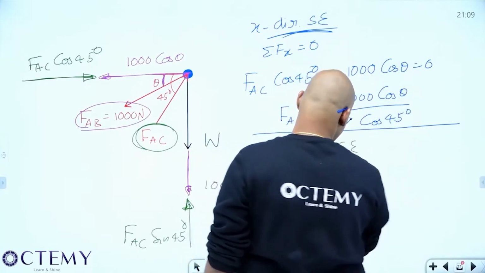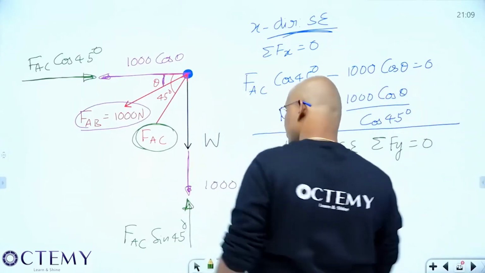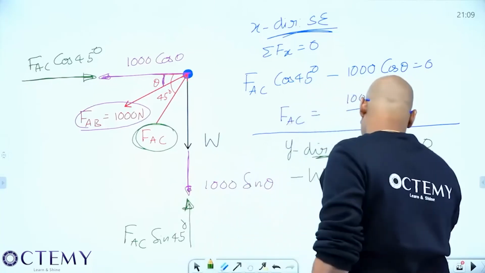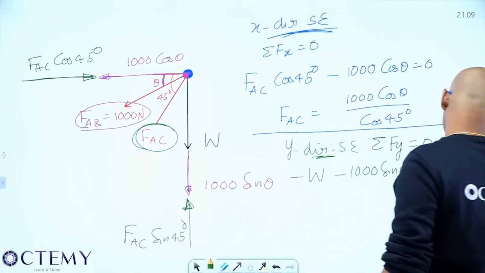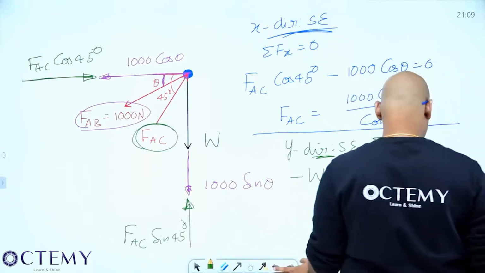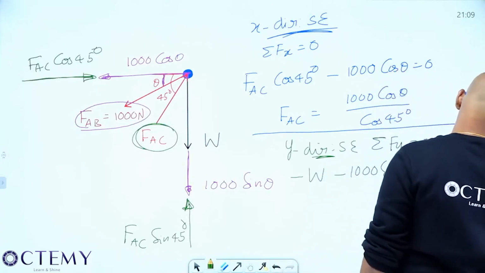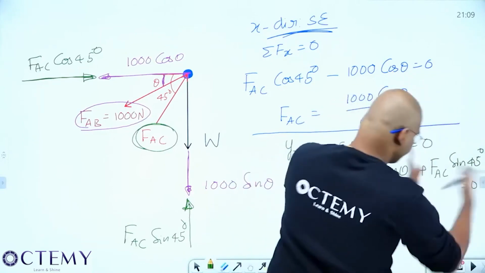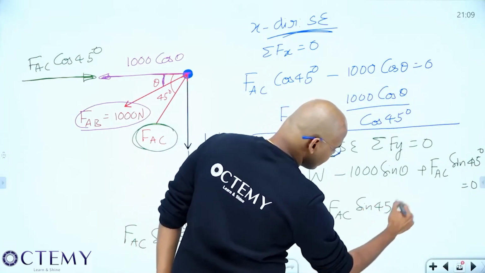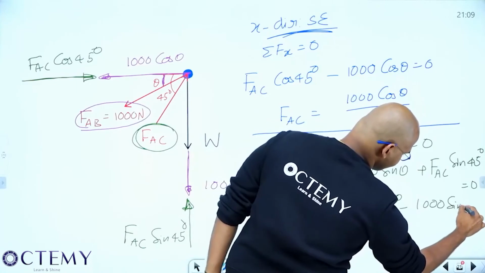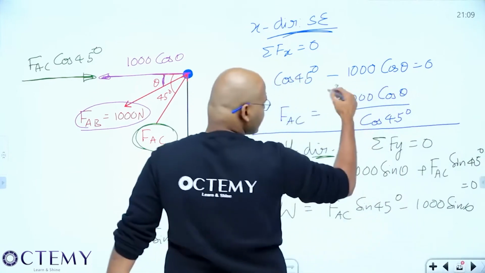What's happening in the Y direction? Static or dynamic equilibrium? Static. So sigma Fy is equal to 0. What are the forces? W down, so minus W. Then minus 1000 sin theta, plus FAC sin 45 plus FAC sin 45, is equal to 0. So what is W? Take it this side. What I'm left with is FAC sin 45 minus 1000 sin theta. W is on this side, positive, and this is negative. What is FAC? Already we know.